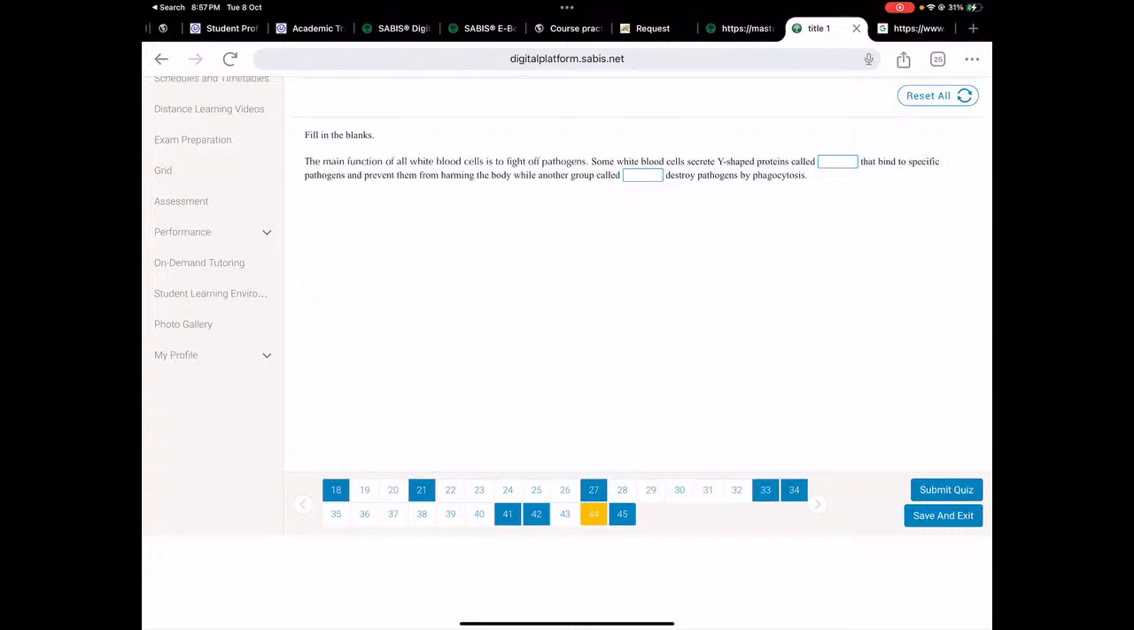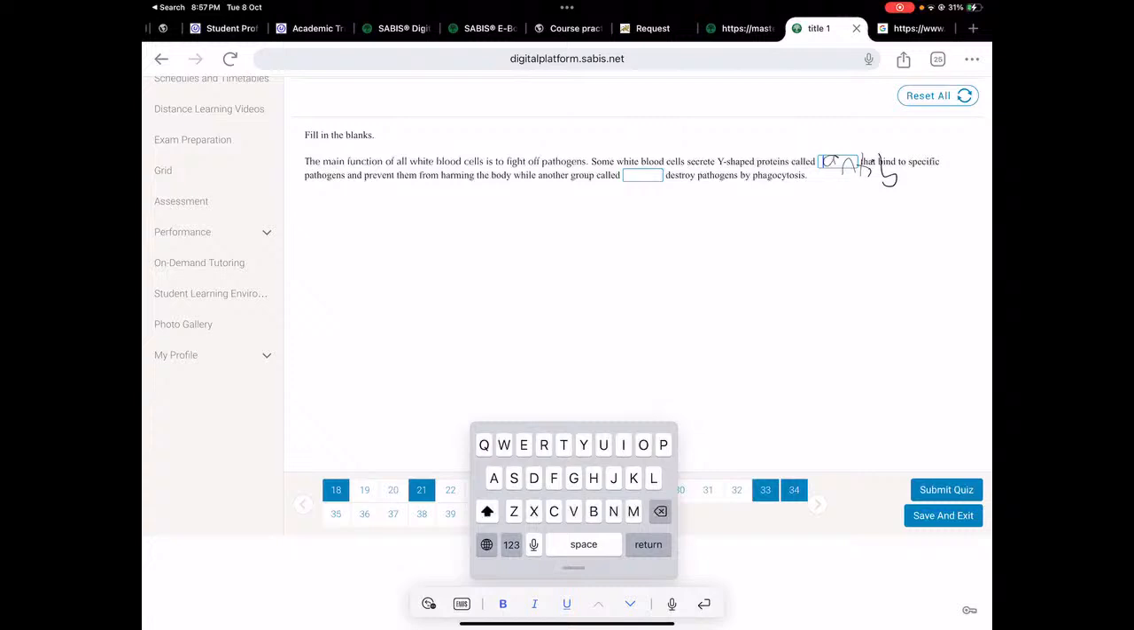Okay, the main function of white blood cells. Remember, Y-shaped are what are called antibodies, okay? They respond to the antigens and prevent them from harming the body, while another group of, remember, phagocytes destroy pathogens by phagocytosis. Exactly.